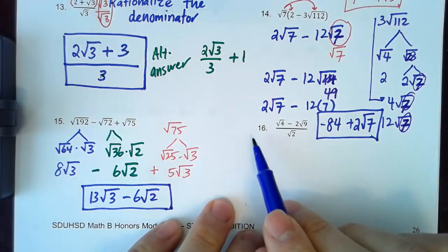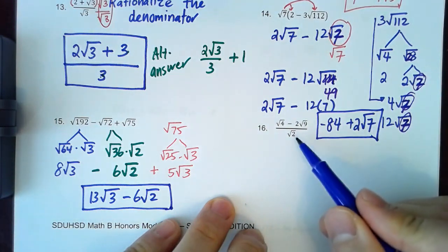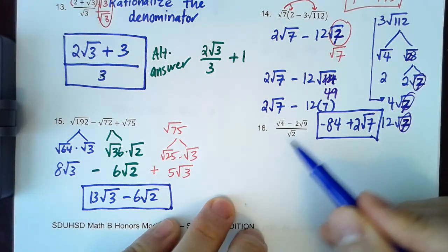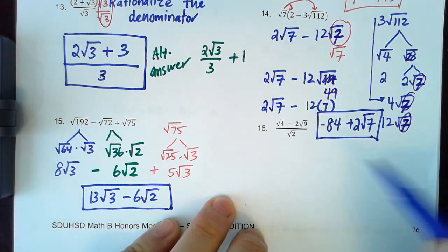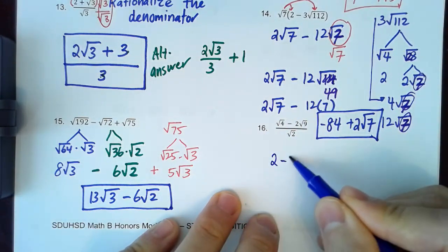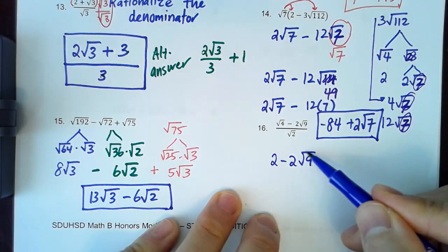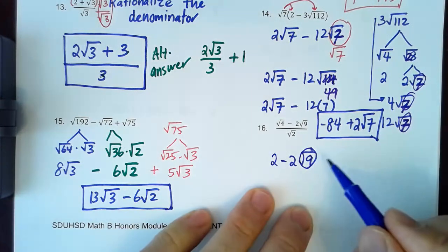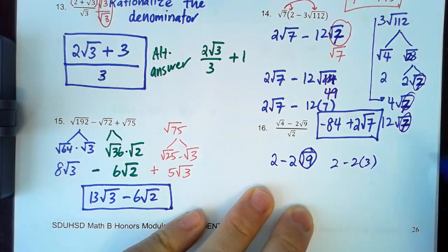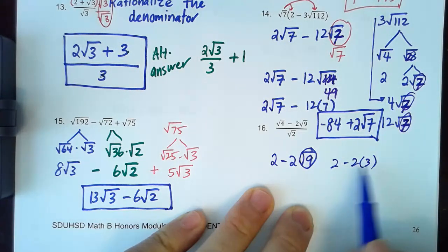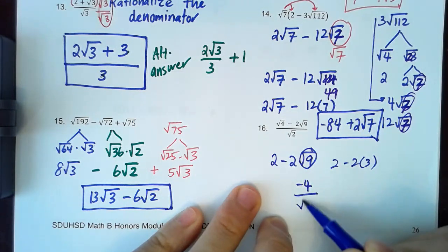Okay, so number 16 looks challenging. There is a radical on the bottom that we have to rationalize. I think the first thing we have to do is simplify this square root of 4. So this becomes 2 minus 2 root 9. Ooh, I should have simplified this. This is just 3, isn't it? So I should have just done 2 minus 2 times 3, which ends up being negative 6 with a 2, and that's just negative 4.